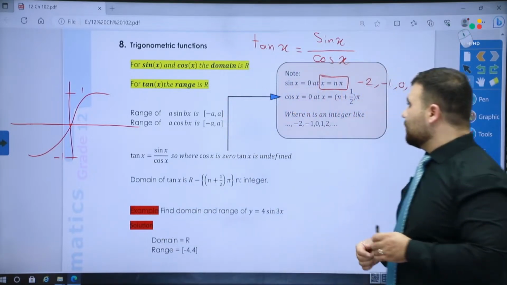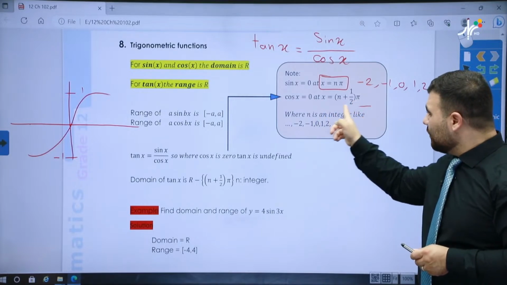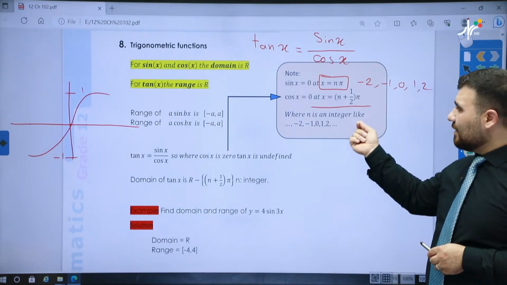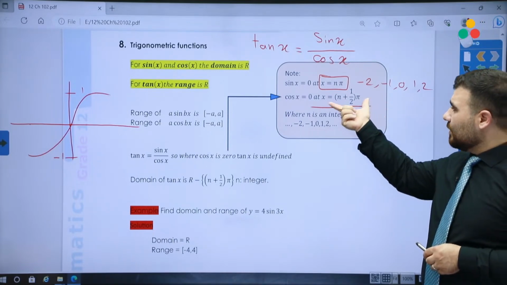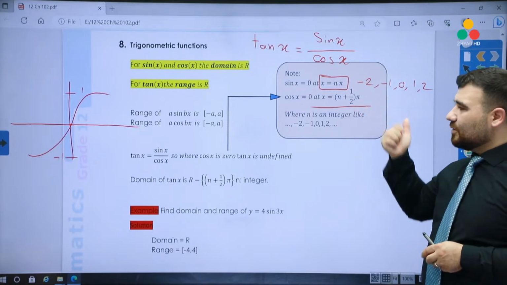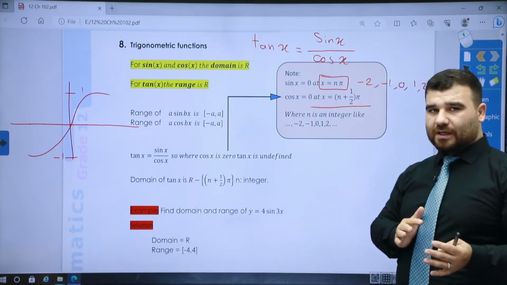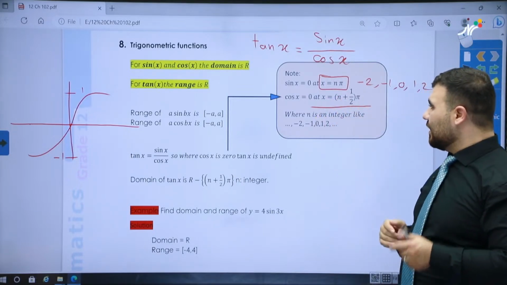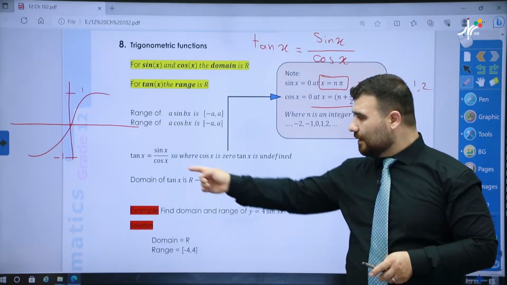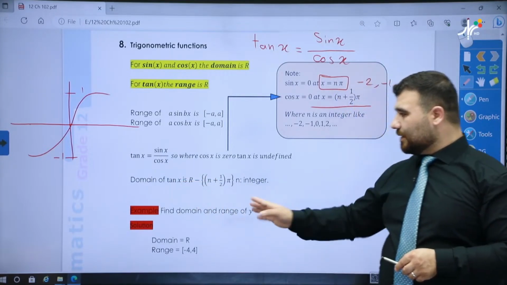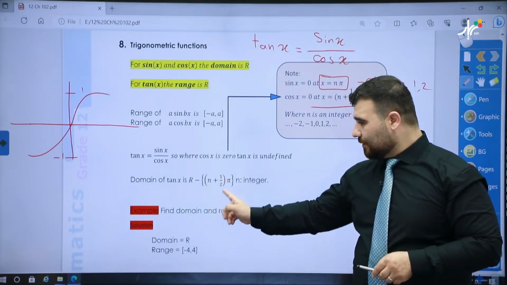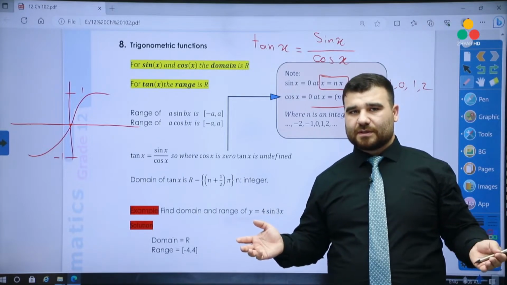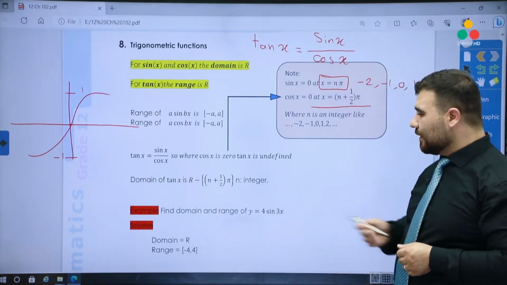Cosine is 0. So since cosine is 0 at these numbers, n plus 1 over 2 pi, means tan has problem at these numbers. So domain of tan will be all real numbers except an x that is like n plus 1 over 2 pi. Then domain of tan is all real numbers except n plus 1 over 2 pi, and n is an integer like negative, 0, or positive, without fraction. There is an example.